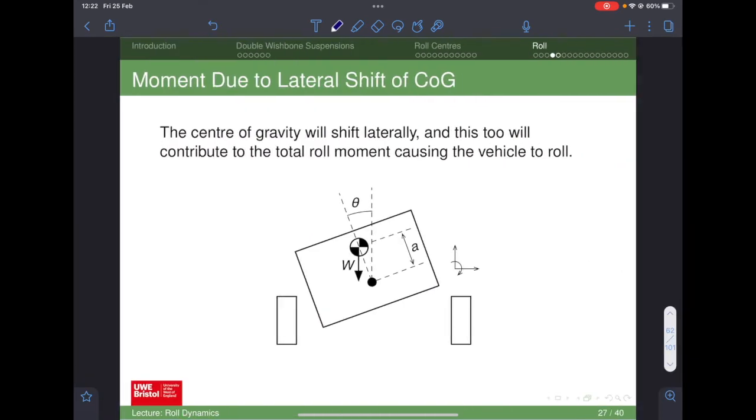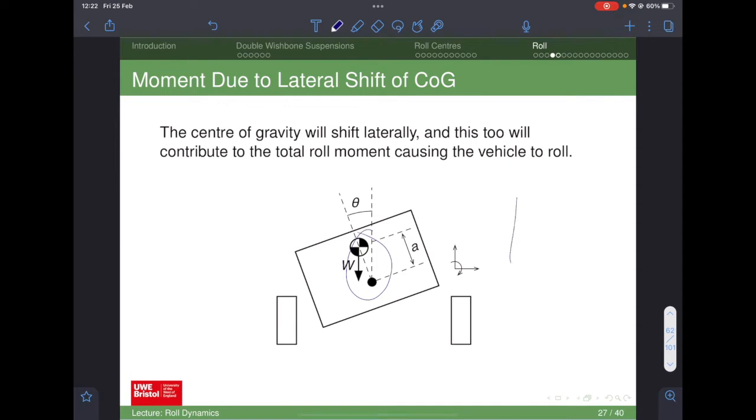Now, if we look at the vehicle as it rolls, that centre of gravity is going to shift out of line with the roll centre. The roll centre, assuming it's in the centre of the car, as the vehicle rolls, the centre of gravity will roll outside, and that's going to generate an additional moment. We've got distance A there, we've got an angle theta, the roll angle, and you've got a right angle triangle going on here.